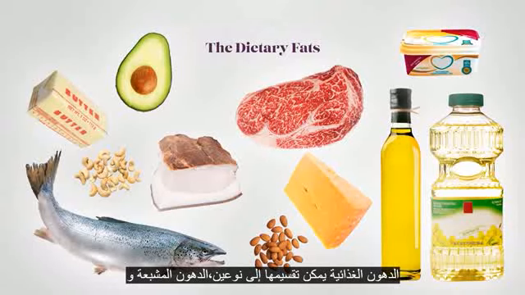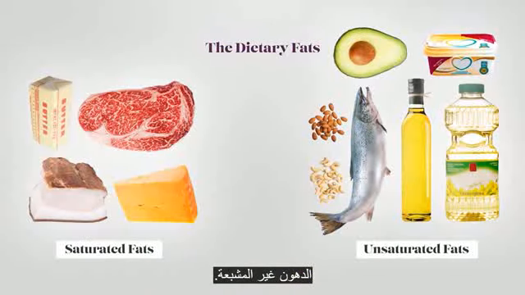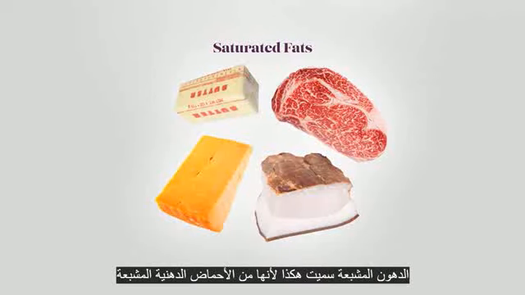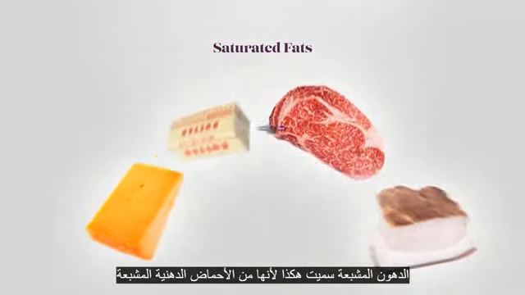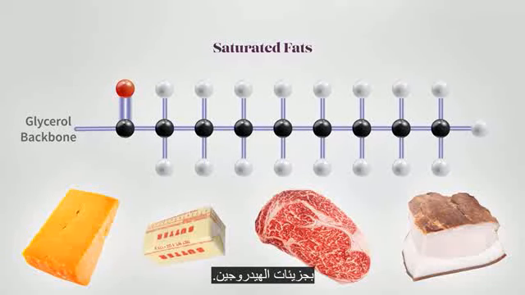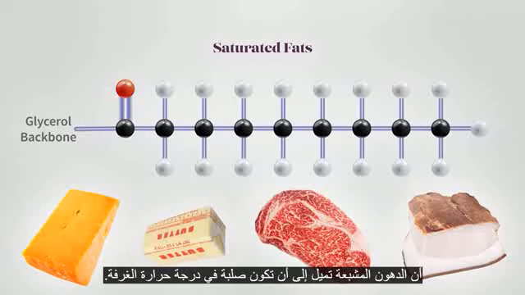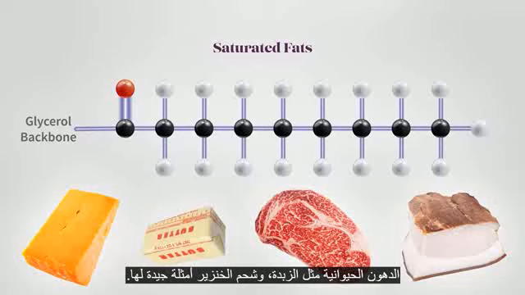Dietary fats can be divided into two families, the saturated and the unsaturated fats. Saturated fats get their name from the fact that their fatty acids are saturated with hydrogen molecules. This means that they can lie flat and pack together densely, so that saturated fats tend to be solids at room temperature. Animal fats, like lard and butter, are good examples.